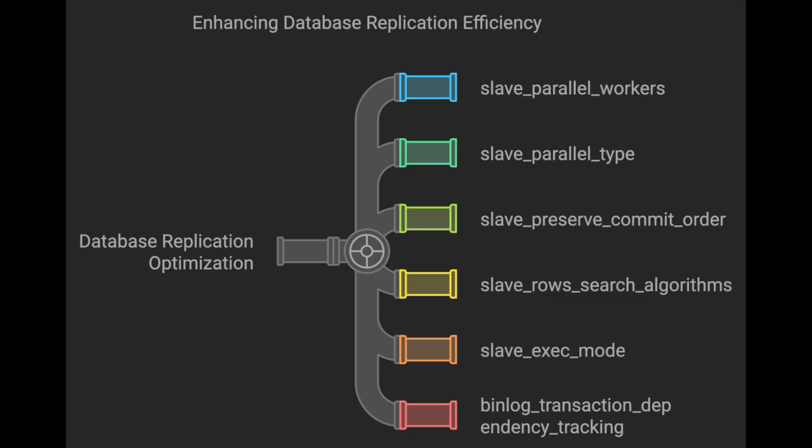And just like with the primary server, resource limitations on the replica can also lead to lag. If it's not adequately provisioned with CPU, memory, and disk I/O, it'll fall behind.